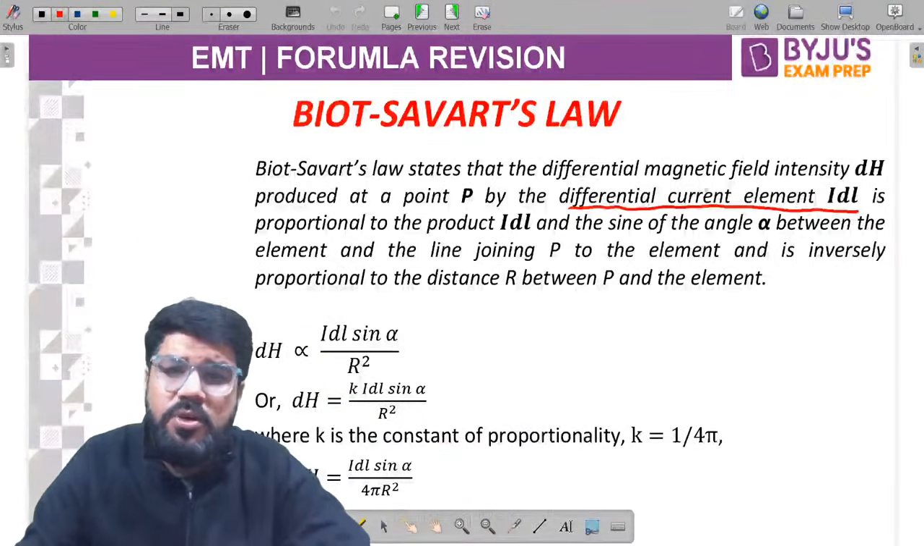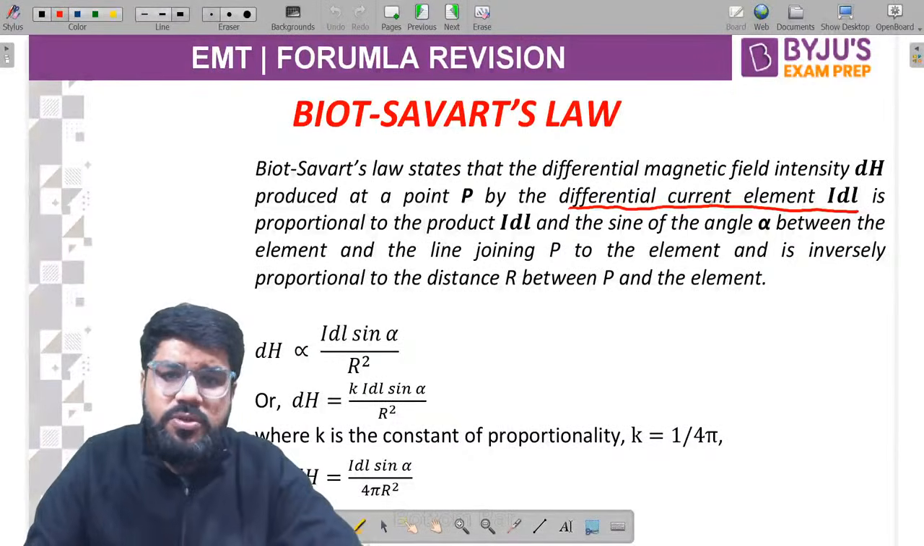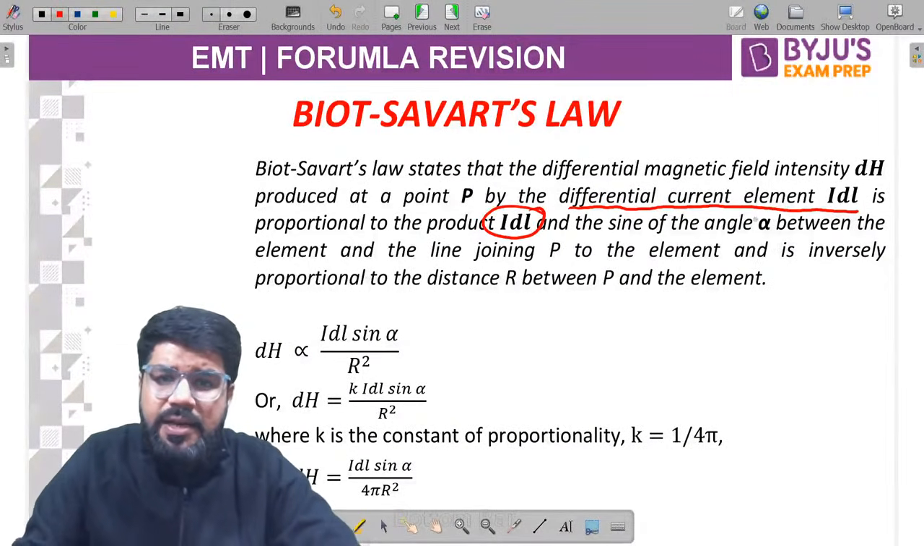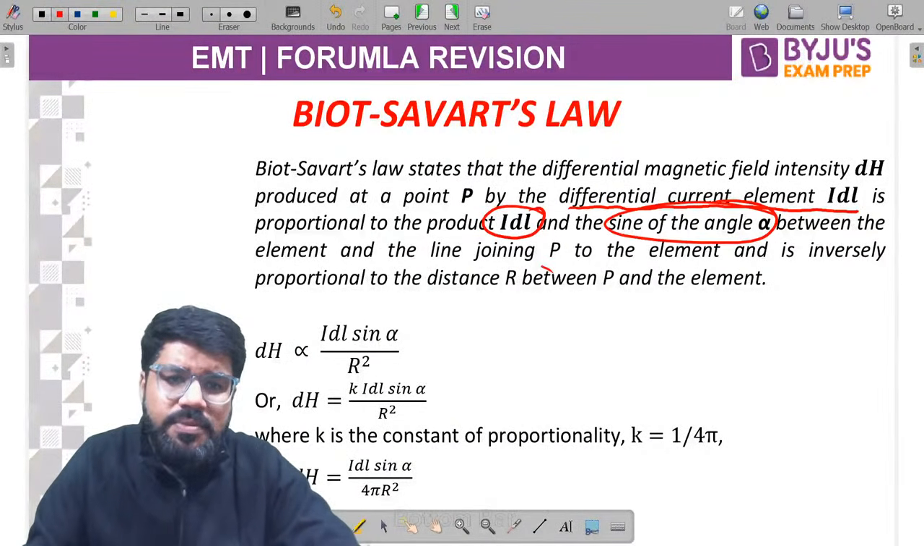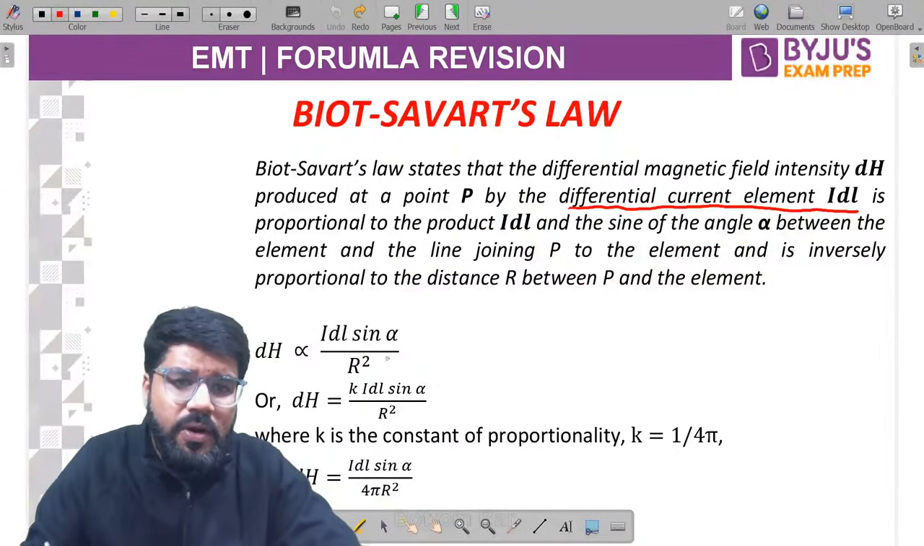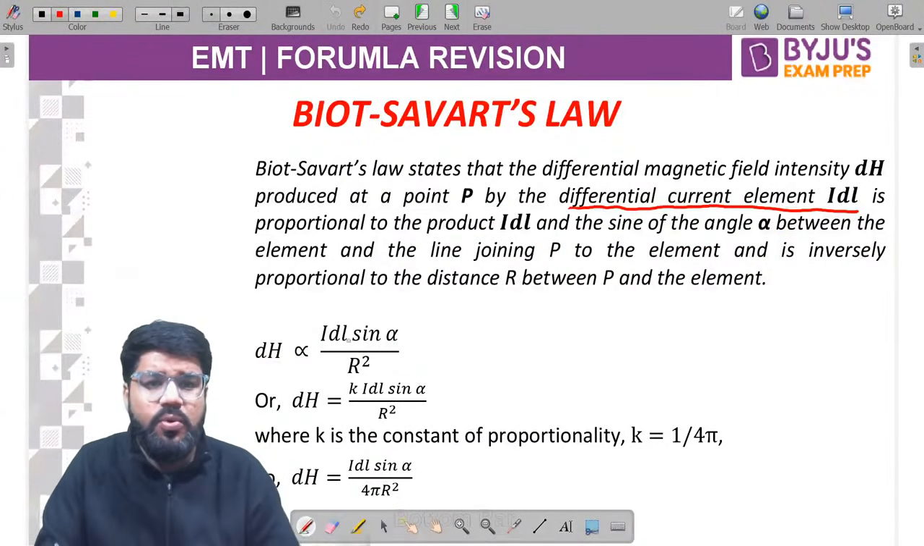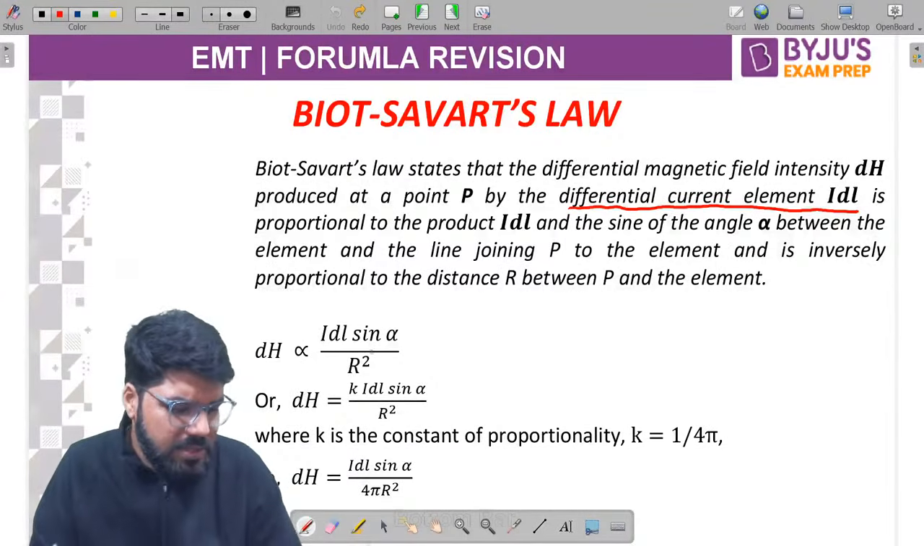dH is proportional to 1 by r square also. So it is proportional to IdL, it is proportional to sine alpha, and it is proportional to 1 upon r square. Accordingly, we have dH being proportional to IdL sine alpha by r square.